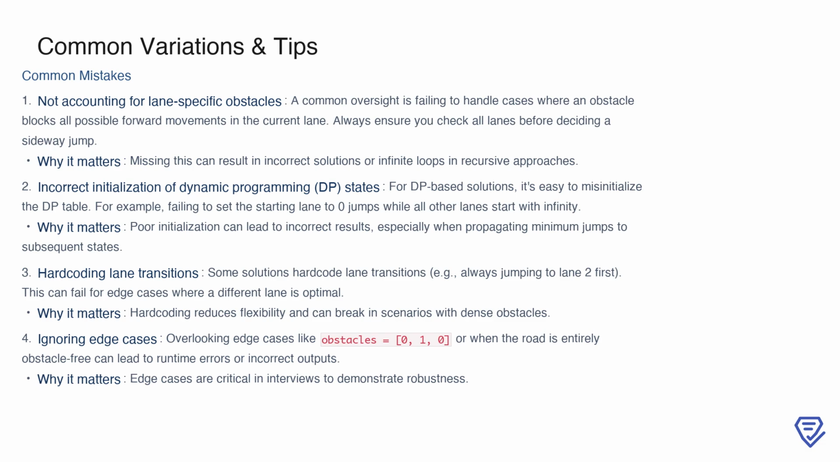Hard-coding lane transitions is another pitfall. If you always jump to a specific lane, such as lane 2, you might miss edge cases where a different lane would be optimal due to obstacle density. Finally, ignoring edge cases, like when the road is obstacle-free or when obstacles are sparsely distributed, can lead to errors during execution. Robust handling of these scenarios is key to creating a reliable solution.